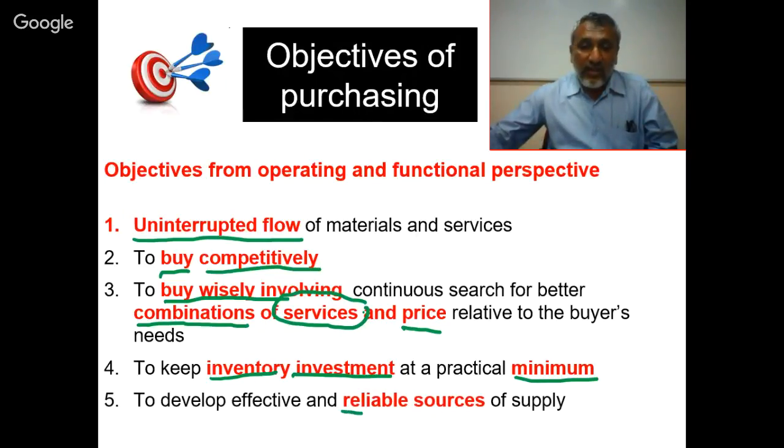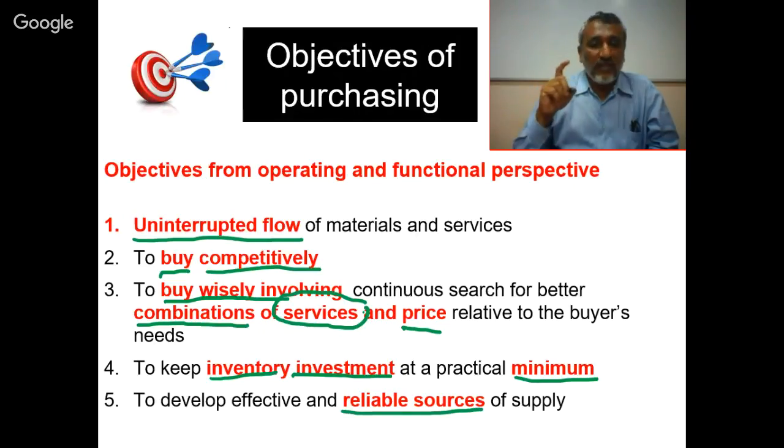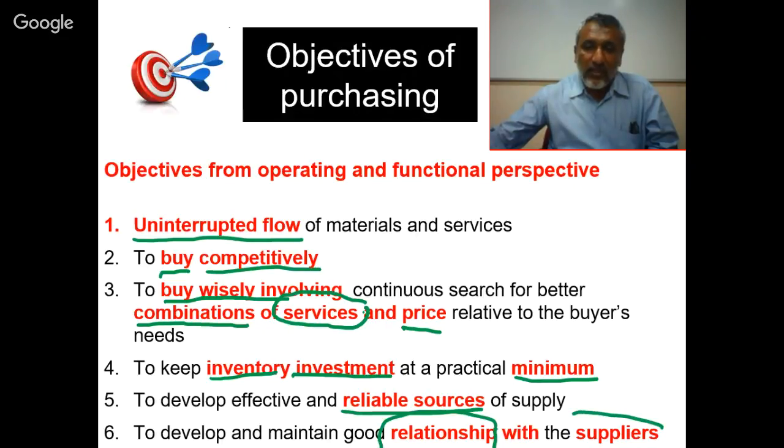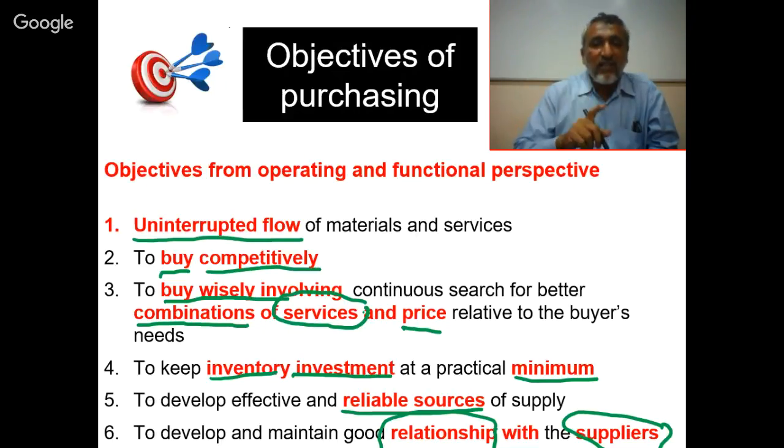Establishing contact with reliable suppliers is an objective of purchasing. Maintaining continuous contact with reliable suppliers and getting material from them is another objective of purchasing. And finally, it is also important to maintain a good relationship with the suppliers. Proper communication with suppliers, both at the formal level and informal level, is essential. That is another objective of purchasing.